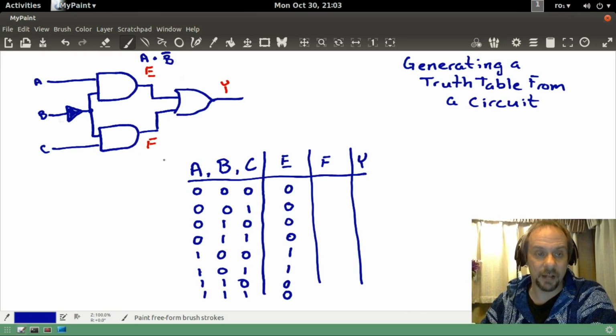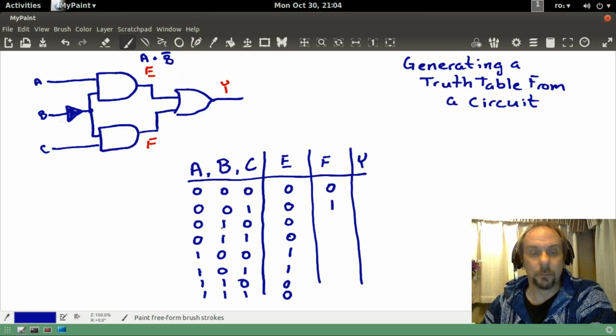We then do the same thing for F, and it is pretty much the same, except that C is going to hit its highs at different areas. So, okay. B is 0. B negated is 1. C is 0. 1 and 0 is 0. B negated is 1. C is 1. 1 and 1 is 1. B here is 1. Negated is 0. 0 and anything is 0. B is 1 here. Negated becomes 0. 0 and anything is 0.